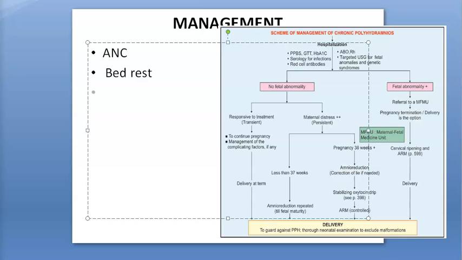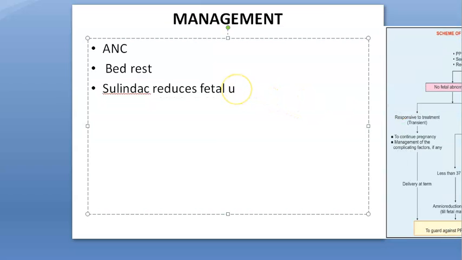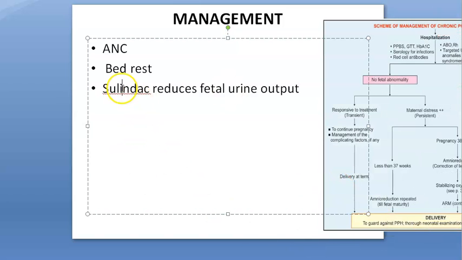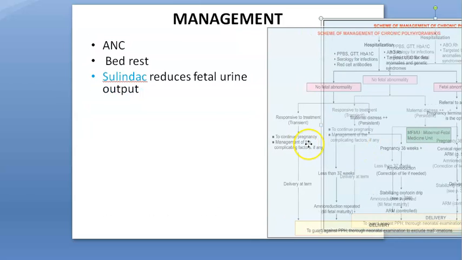Okay. There is one drug here called Sulindac. This one has been found to be most effective. It has been found to decrease amniotic fluid as it reduces fetal urine output. So you have to know what the cause is, and based on that you will have to decide this drug, right? It reduces the fetal urine output. Sulindac. You have to say that a few times so that you can remember it. Sulindac.